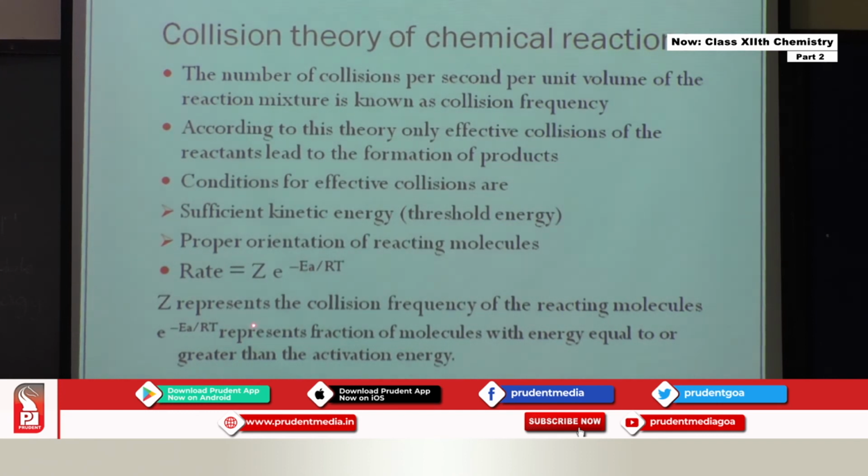Minus Ea upon RT here represents the fraction of molecules with energy equal to or greater than the activation energy, because for effective collisions we need to have sufficient kinetic energy.